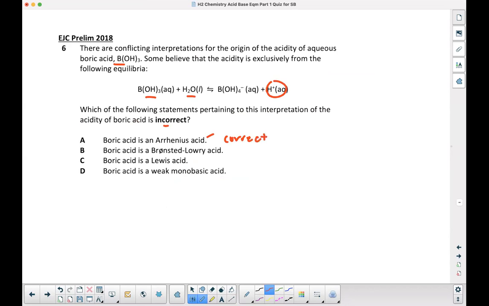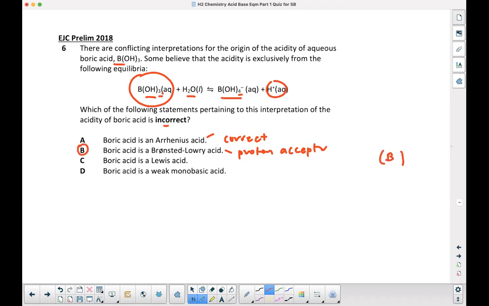Okay. So boric acid is a Bronsted-Lowry acid. What's a Bronsted-Lowry acid? A Bronsted-Lowry acid is a proton donor. So look at it. Did it really donate a proton from here to here? No, right? This is 3, this is 4. No, in fact, it took in OH minus. So this is actually wrong. Okay, so this answer should be B.